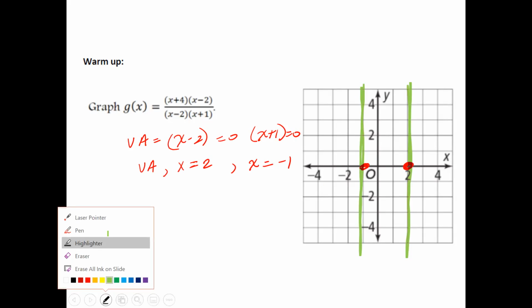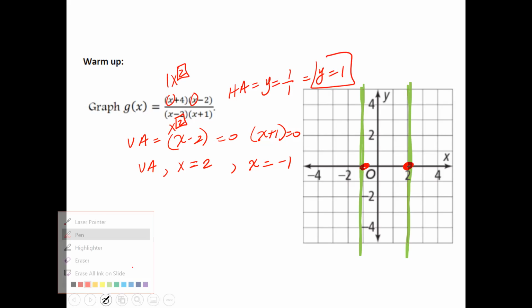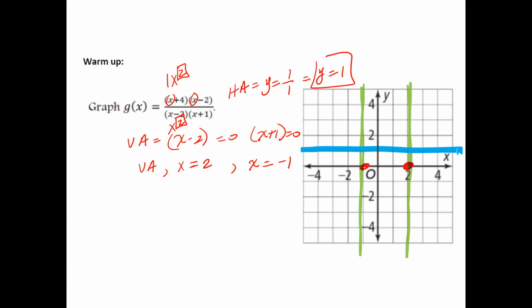All right. In addition to that, look at your horizontal asymptote. X times x is x squared. Bottom is also x squared. Remember, if the power is exactly the same, you refer to the coefficient, which is a 1 over 1. So y equals 1. So technically, you should have a horizontal asymptote at y equals 1, which is right here. Your graph will look something similar to that.